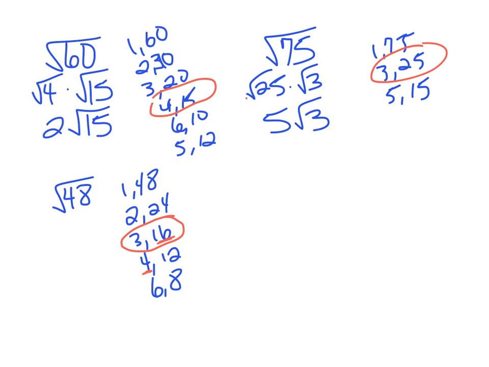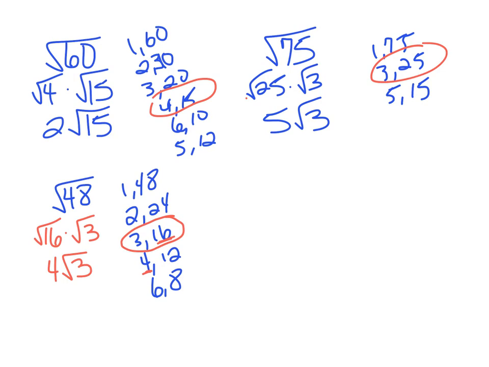So it's important to think about all of your factors and make sure you're choosing the bigger number, especially the larger the numbers are that we're working with. You want to look at all of those. So we're going to make this the square root of 16 times the square root of 3. The square root of 16 is 4, so this is 4 square roots of 3.